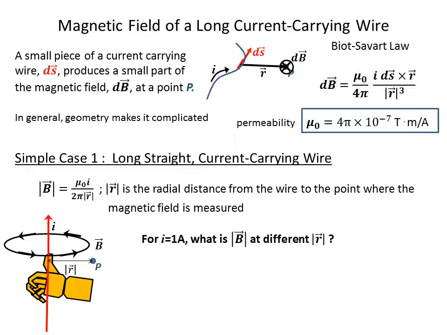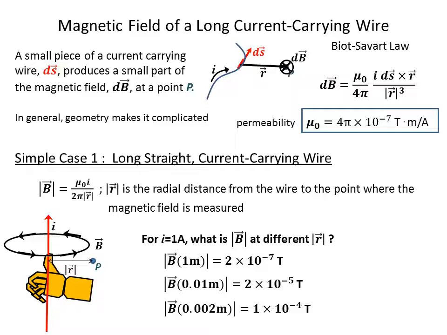Let's go ahead and try different values of these quantities. Let's hold the current fixed at 1 amp and look at B for different values of the magnitude r, the distance from the wire. If we're 1 meter away from the wire, then the field is 2 times 10 to the minus 7th Tesla, very small. If we're about a centimeter away from the wire, the field grows to 2 times 10 to the minus 5th Tesla. And if we go all the way to within 2 millimeters of the wire, we get to 1 times 10 to the minus 4 Tesla, which is about the strength of the Earth's magnetic field. So we're finally getting to something that a compass can see easily. So it's not a very strong field.